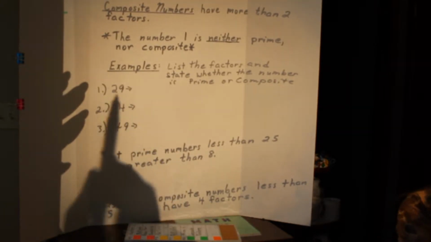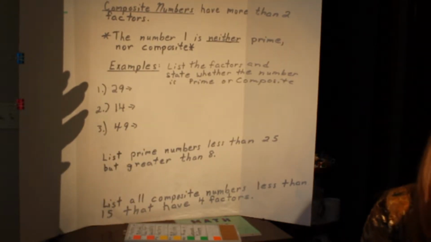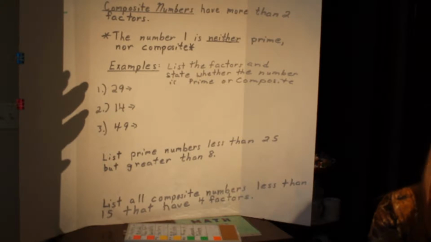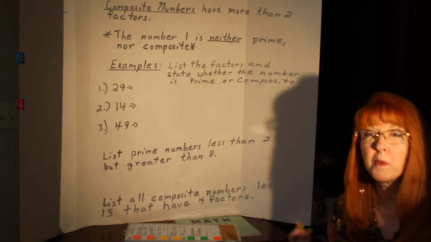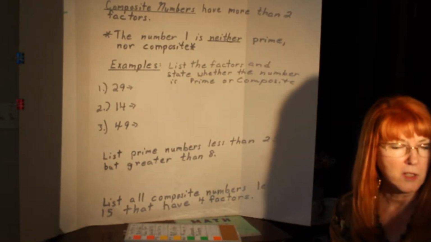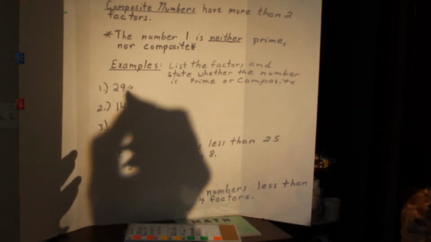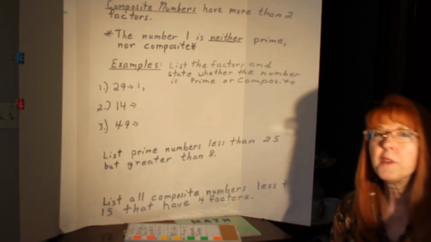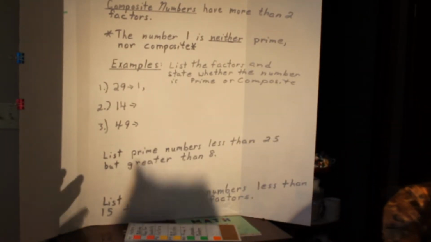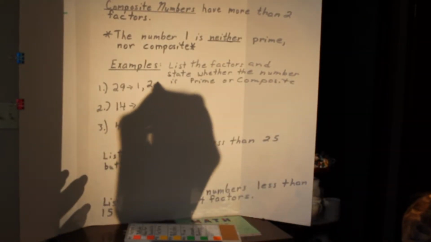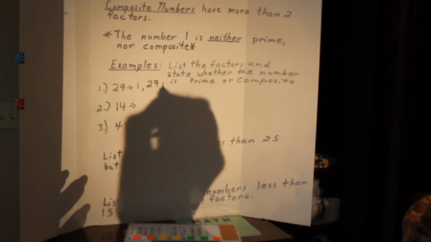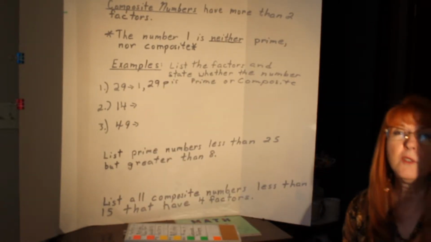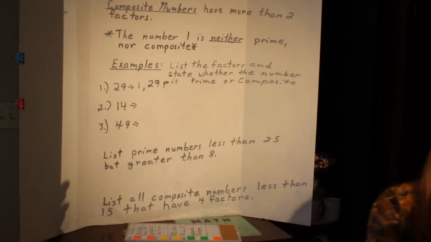Alright, so 29. What are the factors of 29? Factors are all the numbers that will divide evenly into 29. So we start at 1, because it will obviously go evenly. There aren't any other numbers other than 29 itself. So therefore this is a prime number, P. It only has two factors, 1 and 29.